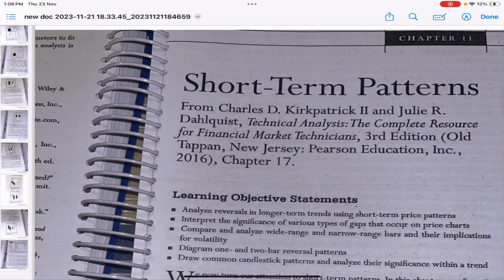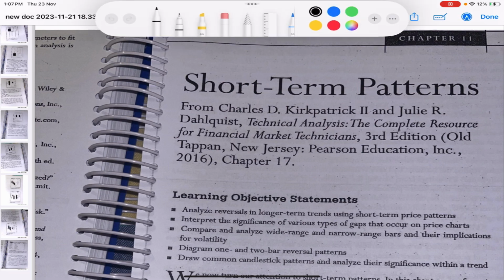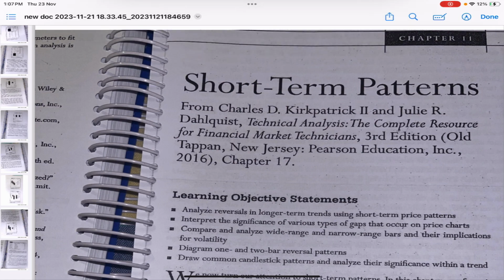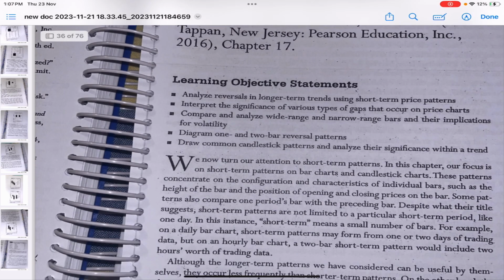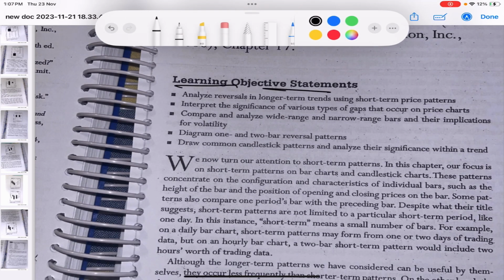Hello everyone, in this video we will be starting with Chapter 11 of CMT Level 2, which is short term patterns. This is going to be a comparatively shorter video because this is a very simple chapter and most of the concepts were covered in Level 1. First, we'll begin with the learning objective statements.